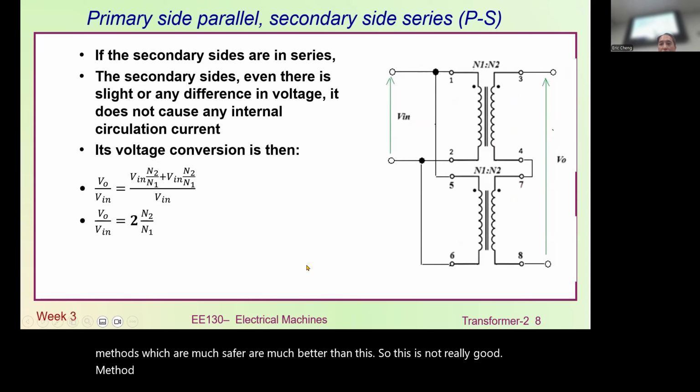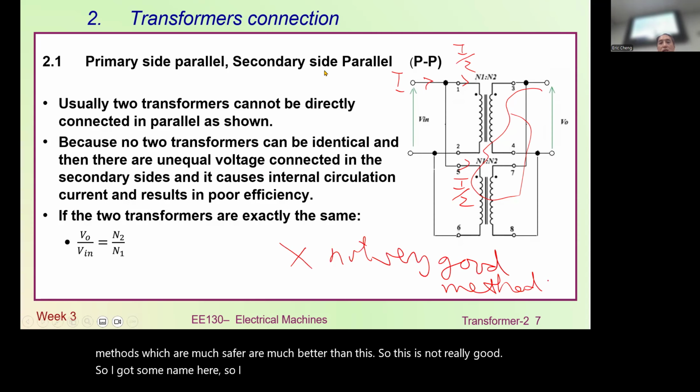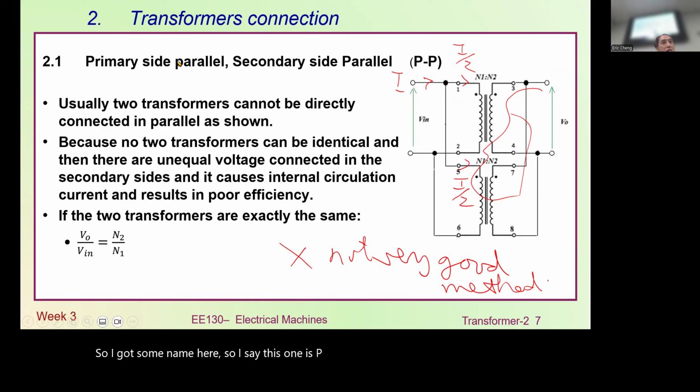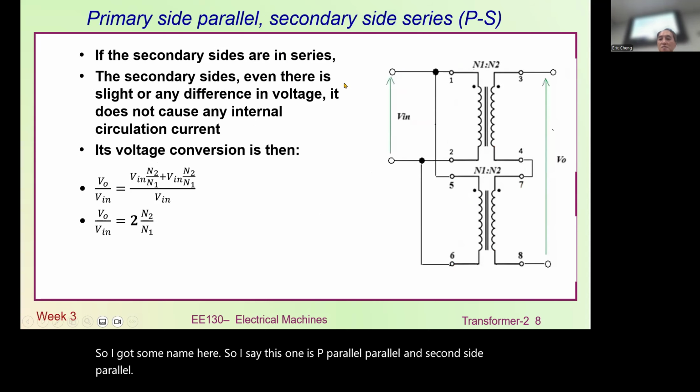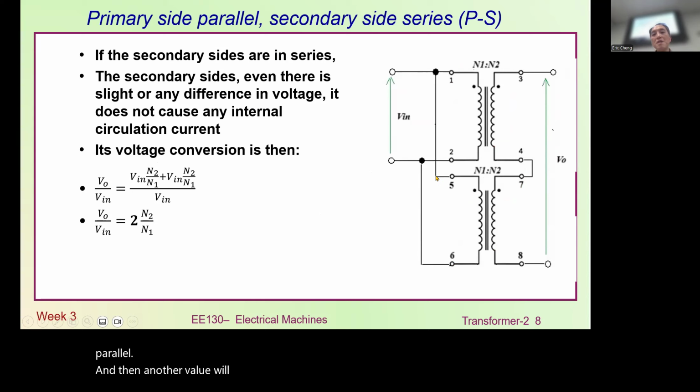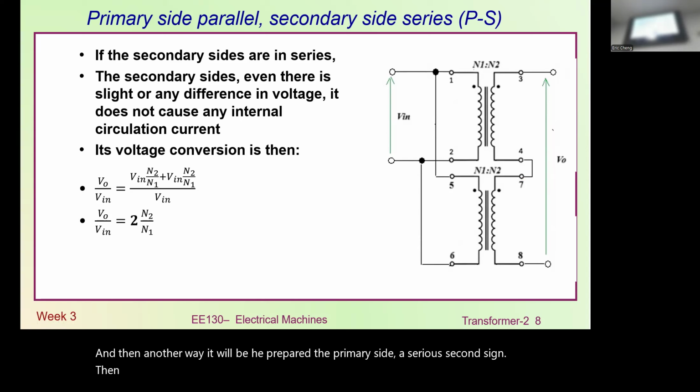So I got some names here. I say this one is PP: primary side parallel, and secondary side parallel. And then another way will be if we parallel the primary side and put the secondary side in series, then even though the two transformers are not perfectly identical, we're still able to work quite properly.